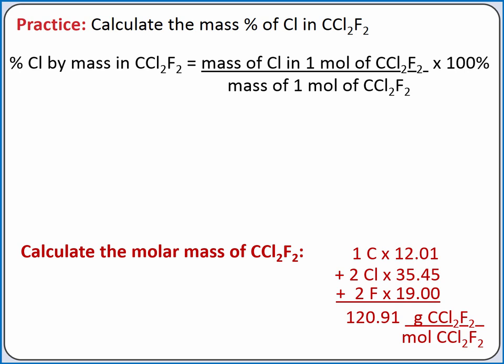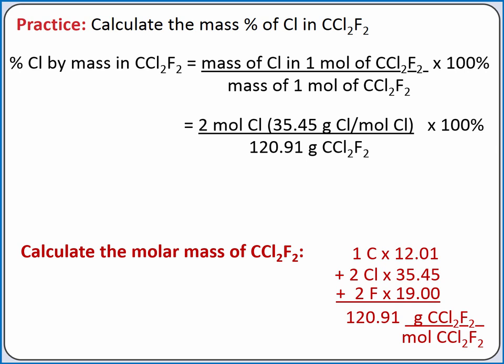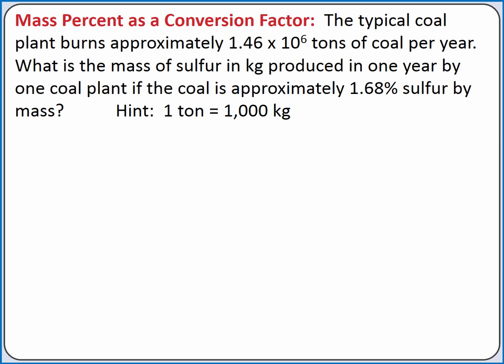Going back to our equation for percent chlorine by mass, we have 2 moles of chlorine in 1 mole of CCl2F2, and we use the molar mass in our denominator. Completing the calculation, we should get 58.64% chlorine by mass. We can also use mass percent as a conversion factor in dimensional analysis.